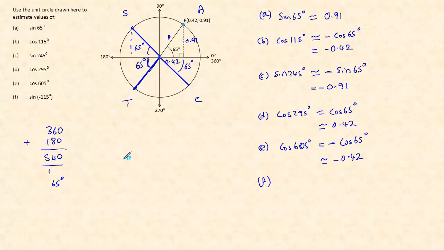And finally, we have the sine of negative 115. Well, negative must mean we go around clockwise. We measure positive angles anti-clockwise. So that's going to be just here. So it's going to be associated with this acute angle. So sine negative 115 degrees is going to be equal to the negative, since we're in the tangent quadrant, of sine 65 degrees, which is approximately negative 0.91.